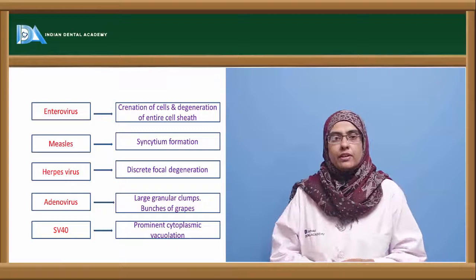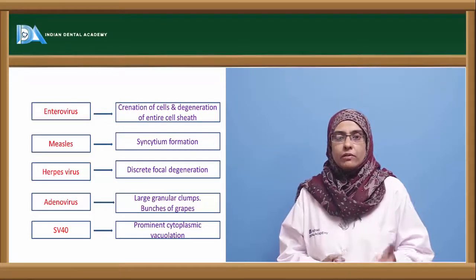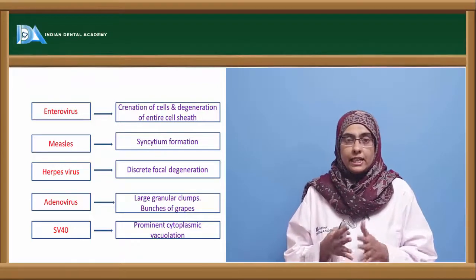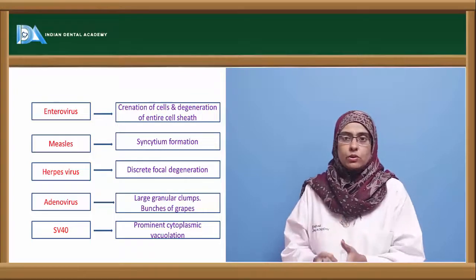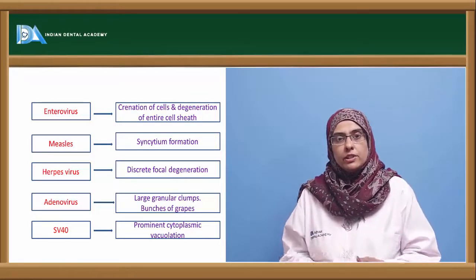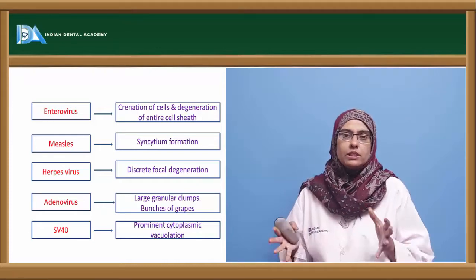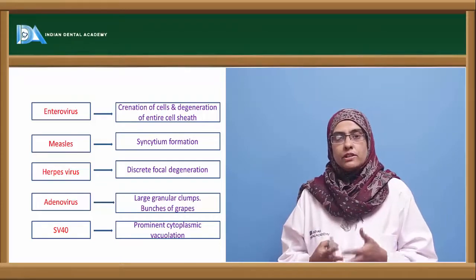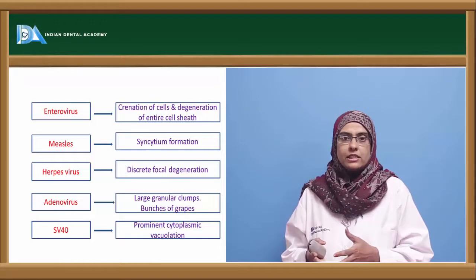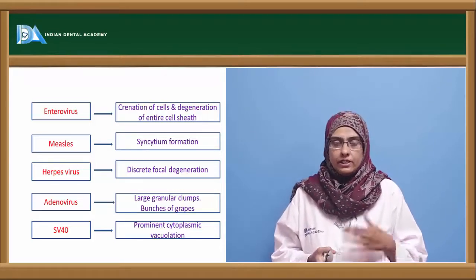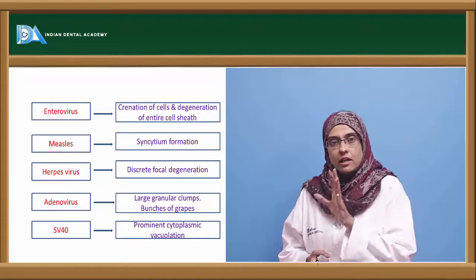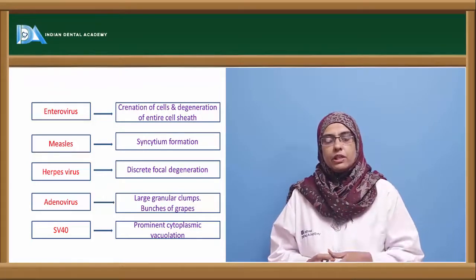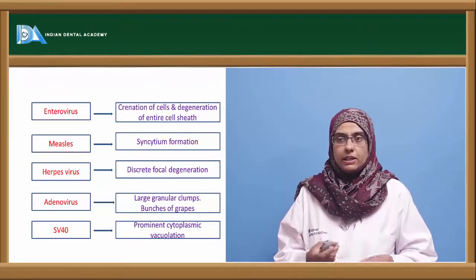Now, the different cytopathic effects produced by the viruses. In the case of enteroviruses, they usually form crenation of the cells, and degeneration of the entire cell sheet can be seen. This indicates the growth of the enterovirus. Now coming to measles, they usually form syncytium formation, that is, multinucleate giant cells are formed when the organism is growing. Herpes virus causes focal degeneration of the cells. Next is the adenovirus, which can be easily recognized by the large granular clumps that are formed, which appear like bunches of grapes. And the SV40 virus can be detected by cytoplasmic vacuolation.